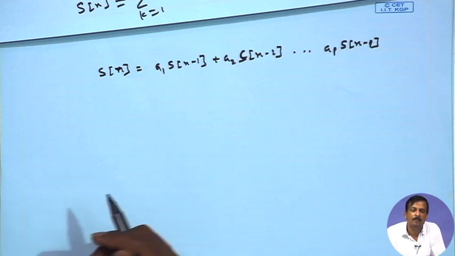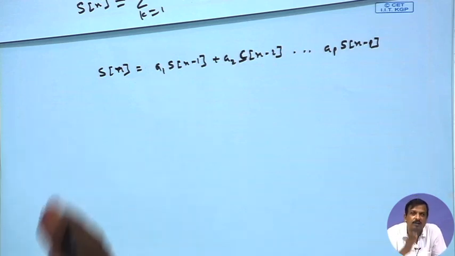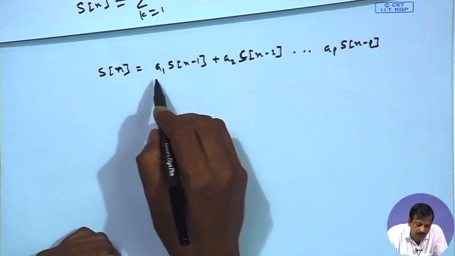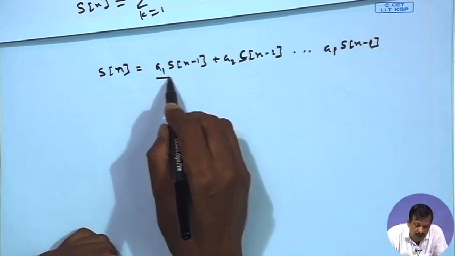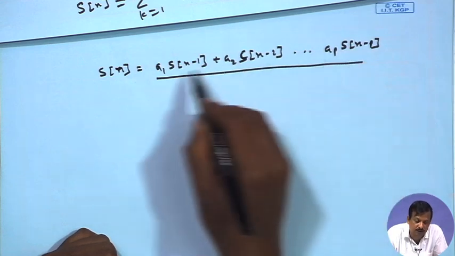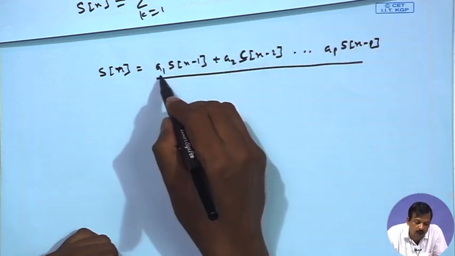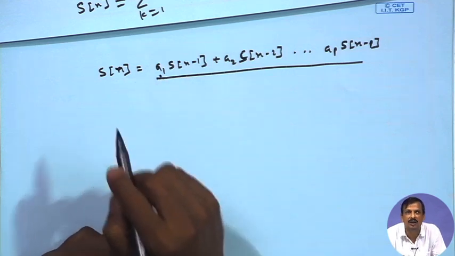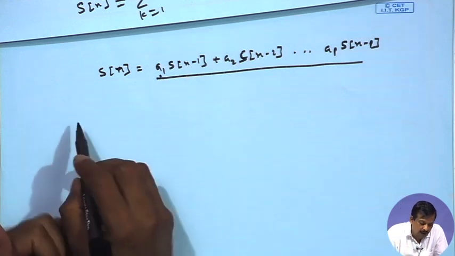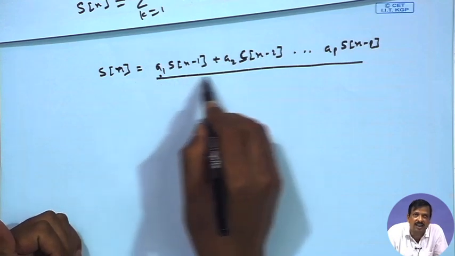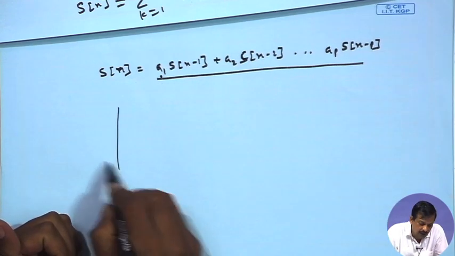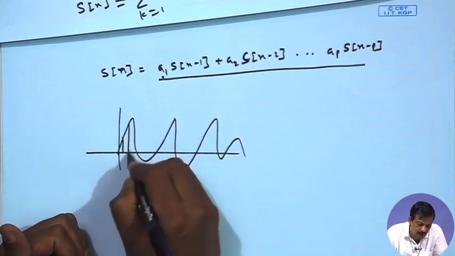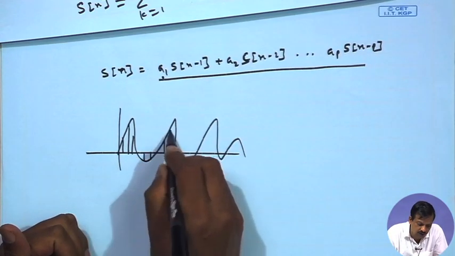So, I can say that the current speech sample can be a summation of previous samples, each with a multiplication factor a. So, if you see, this is a linear combination. Suppose there is a speech signal like this, and those are the speech samples.